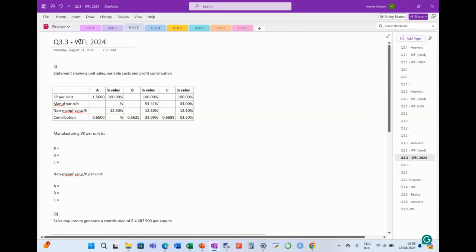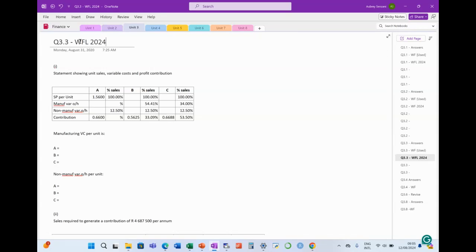All right, guys. So let's begin. Like I said, the last thing that we want to do today is question 3.3. And if we go to question 3.3, under the required, it says, prepare a statement showing unit sales, variable costs, and the profit contribution, including these values as a percentage of sales. Okay? That's the first thing that they want.